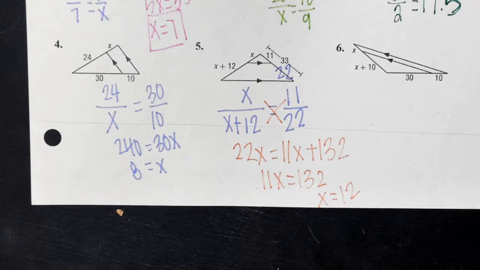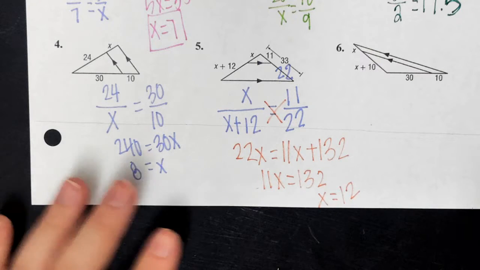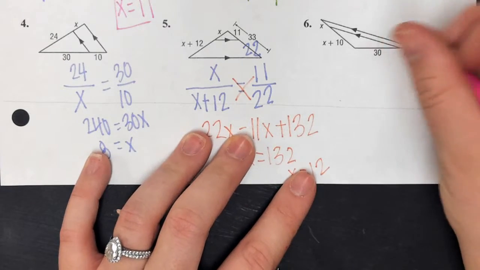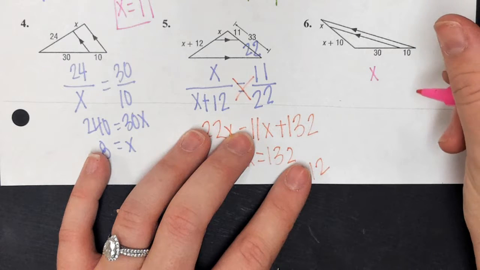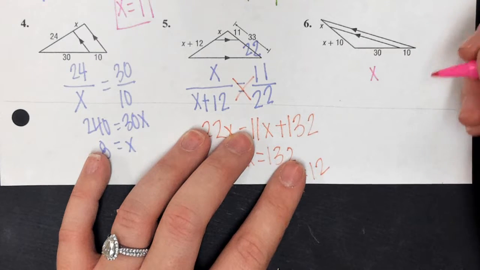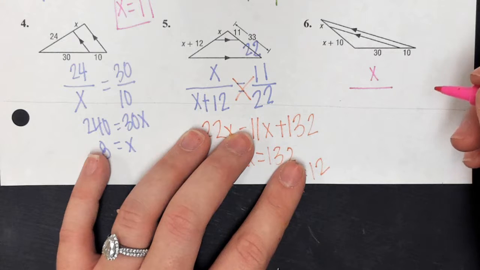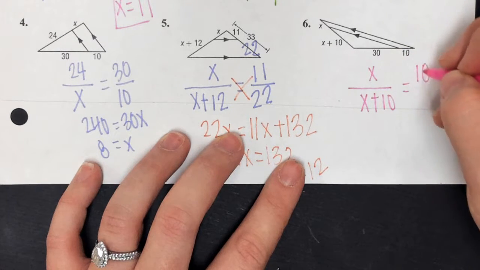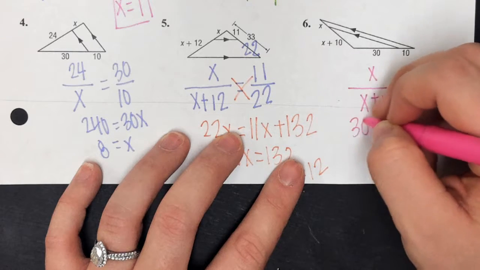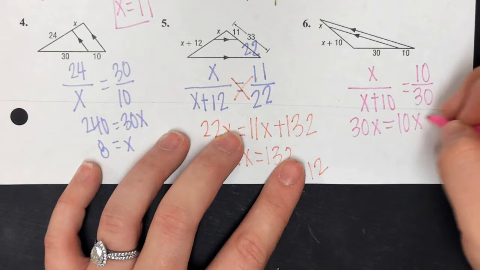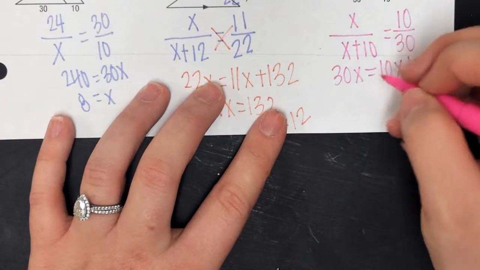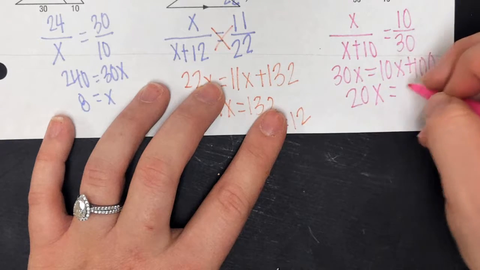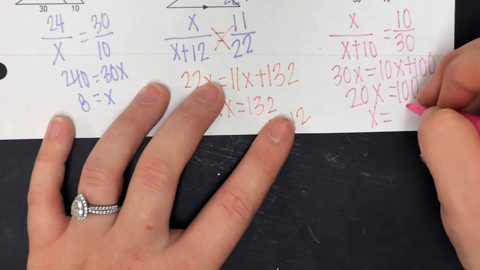So you want to finish with number 6? What'd you get? x equals 5. Scholars, get the same thing? Tell me how. Good job, Mason. You've already explained it once, and she hasn't. x over x plus 10. Go ahead, Scholar. x over x plus 10 equals 10 over 30. Good. 30x equals 10x plus 100. Subtract 10x, so we get 20x equals 100. x is equal to 5.